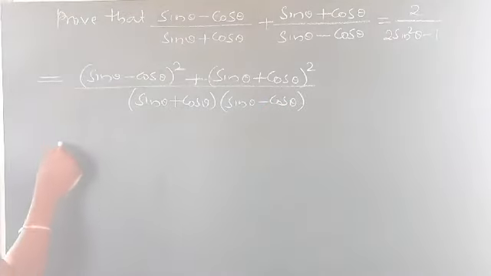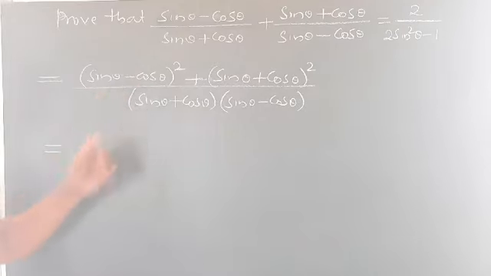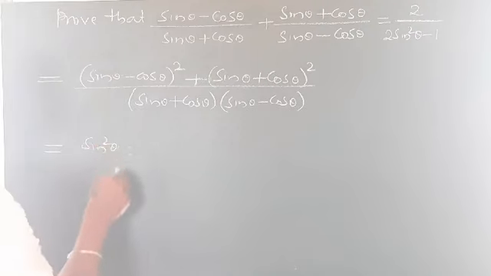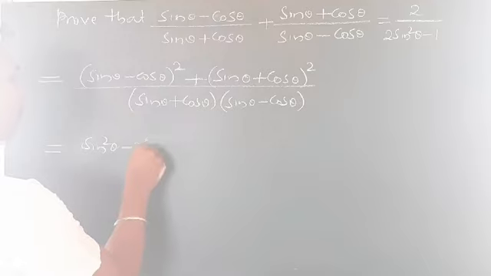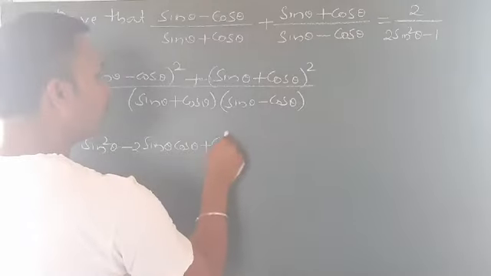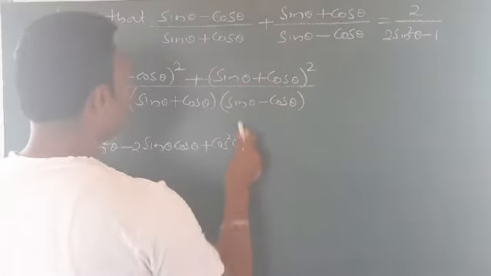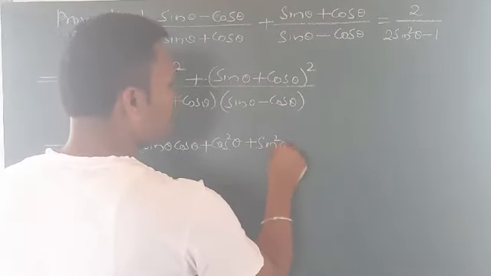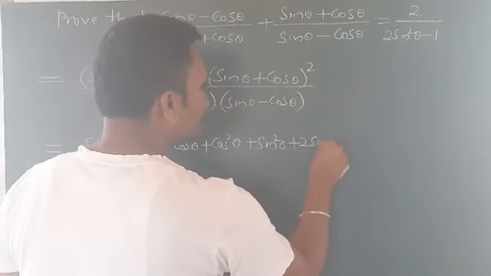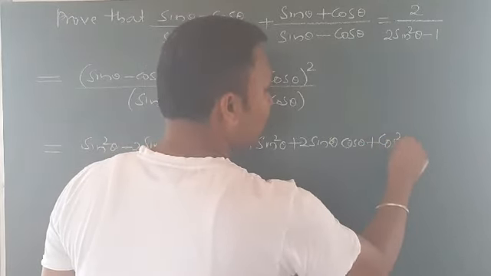Okay, now this is (a minus b) whole square and (a plus b) whole square. So we can expand this one. (a minus b) whole square becomes a square, that means sin square theta, minus 2ab, that means sin theta into cos theta, plus again cos square theta. Now plus again we have this quantity, which becomes sin square theta plus 2 sin theta into cos theta, plus cos square theta.